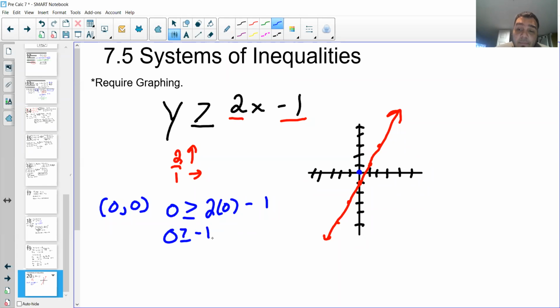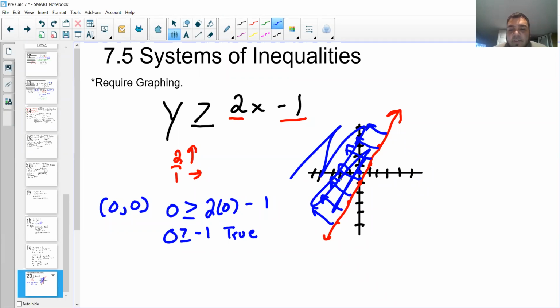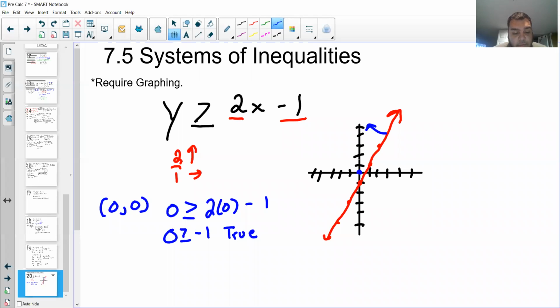Now, this statement is true. Because this statement is true, we always color to the truth. Usually I do little arrows to show it, but you could just shade it in. Your shading is going to be towards the 0, 0. You guys could just shade normally, but usually I use arrows just to be a little bit better for myself. So we shade towards the truth.